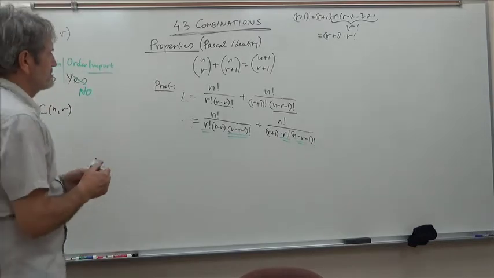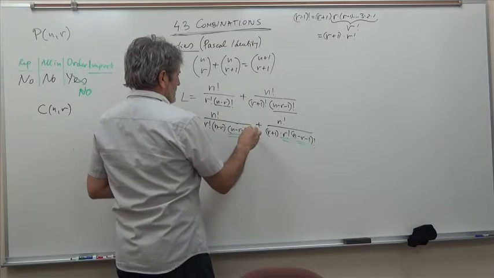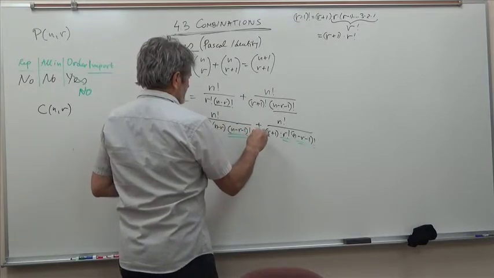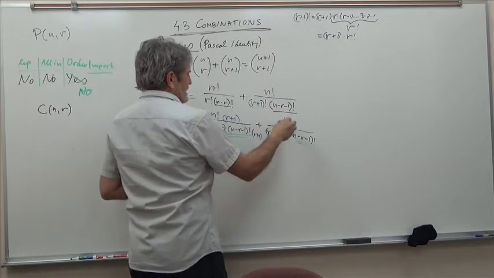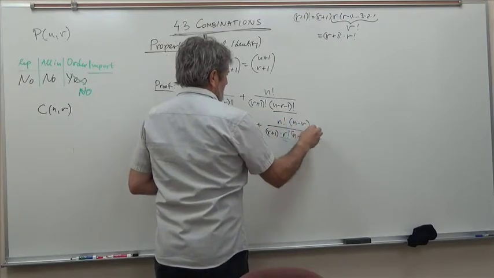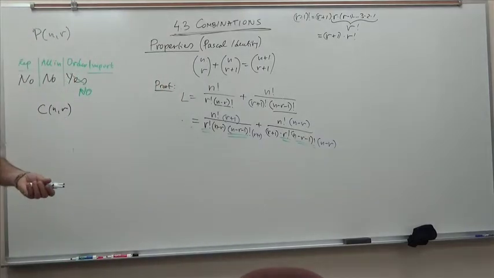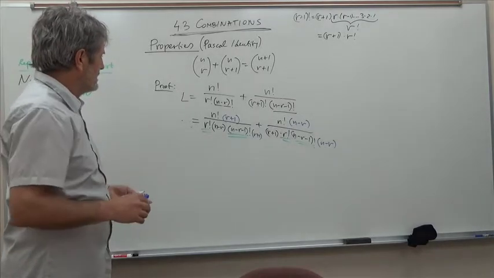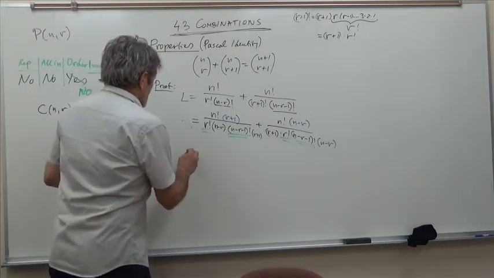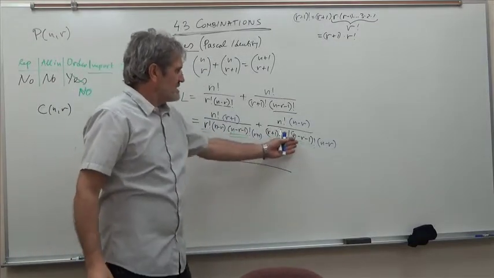Common denominator. This one needs r plus 1, so I'll put r plus 1 on the bottom. And on top, this one needs n minus r, so I put n minus r on top, and n minus r on the bottom. So that's just basic algebra. That's it, we are done. Just a little algebra, but everything is there. So basically now they have the same denominator.